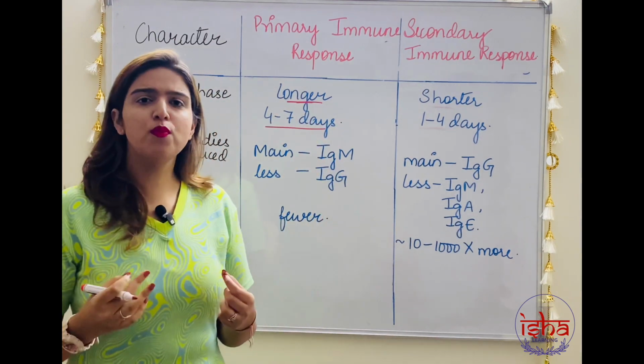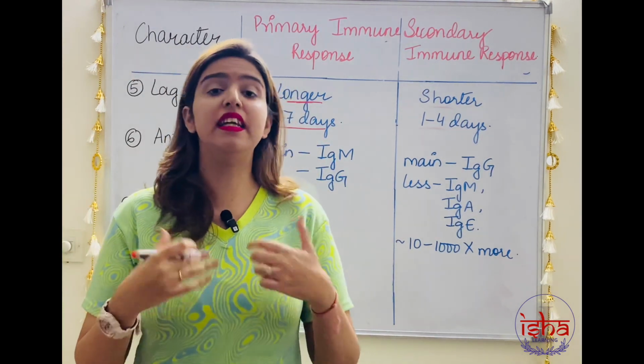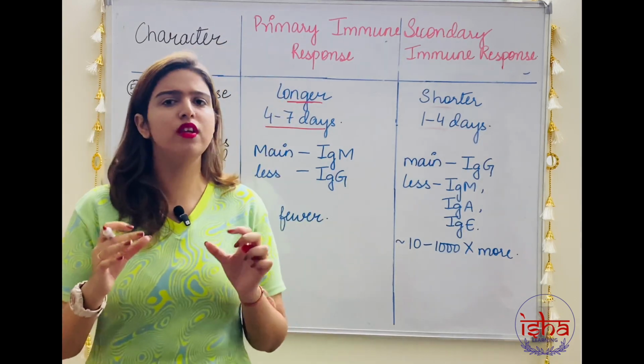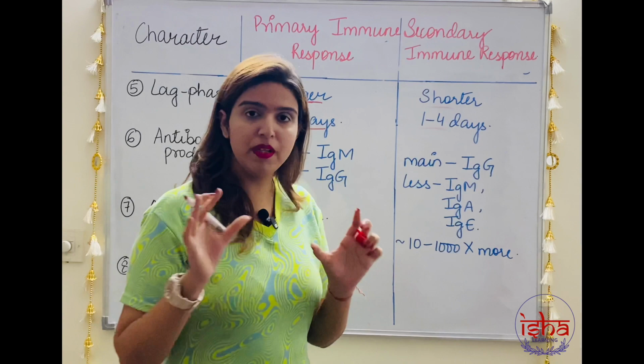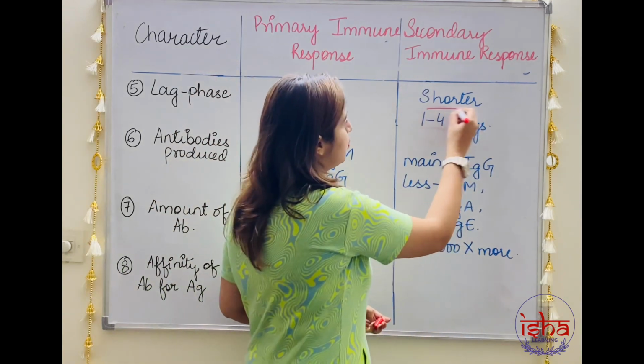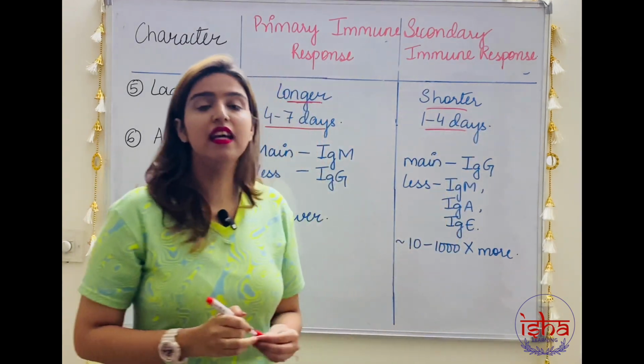The secondary response, antigen आया है, एक बार detect कर लिया. So the delay is only for the detection. But the identification is already there. We have memory cells. So the time is reduced. It is 1 to 4 days in the other case.